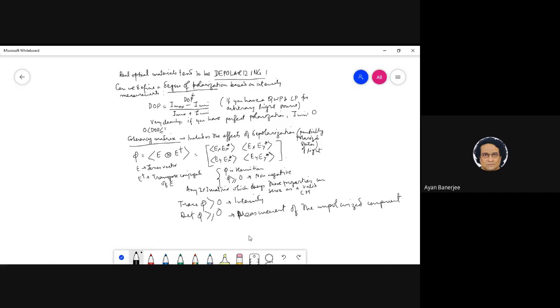So basically, you know that your degree of polarization is nothing but your I polarized divided by the I total. So this is how much is polarized by how much is total. And you can easily derive that this will be given by 1 minus 4 determinant of phi divided by trace phi whole square. So this you can easily find out if you remember that this is given by this from here.